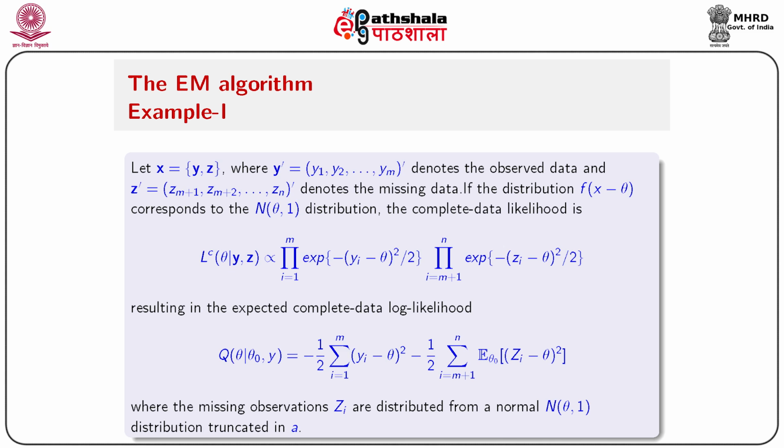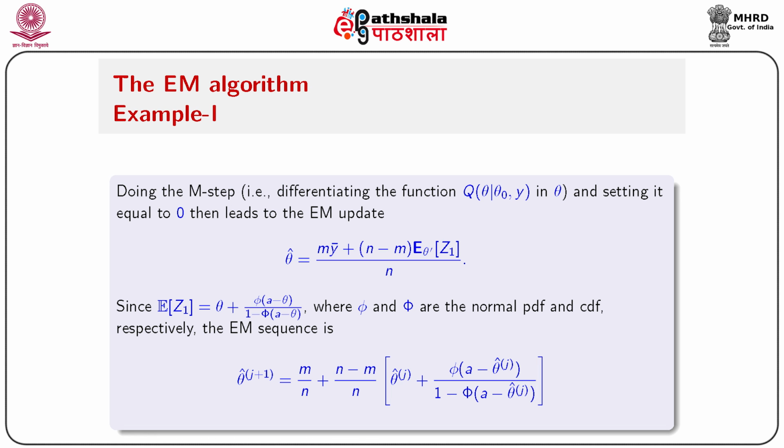This results in the expected complete log likelihood Q(theta given theta naught, y) equals minus 1/2 times the sum for i equals 1 to m of (yi minus theta) squared, minus 1/2 times the sum for i equals m plus 1 to n of the expectation at theta naught of (zi minus theta) squared, where the missing observations zi are distributed from a normal(theta, 1) distribution truncated at a. Doing the M step and setting the derivative equal to 0 then leads to the EM update for theta hat. If you calculate, you will get theta hat equals (m y bar plus (n minus m) E at theta prime of z1) divided by n, since E z1 equals theta plus phi(a minus theta) divided by 1 minus Phi(a minus theta), where phi and capital Phi are the normal PDF and CDF respectively.